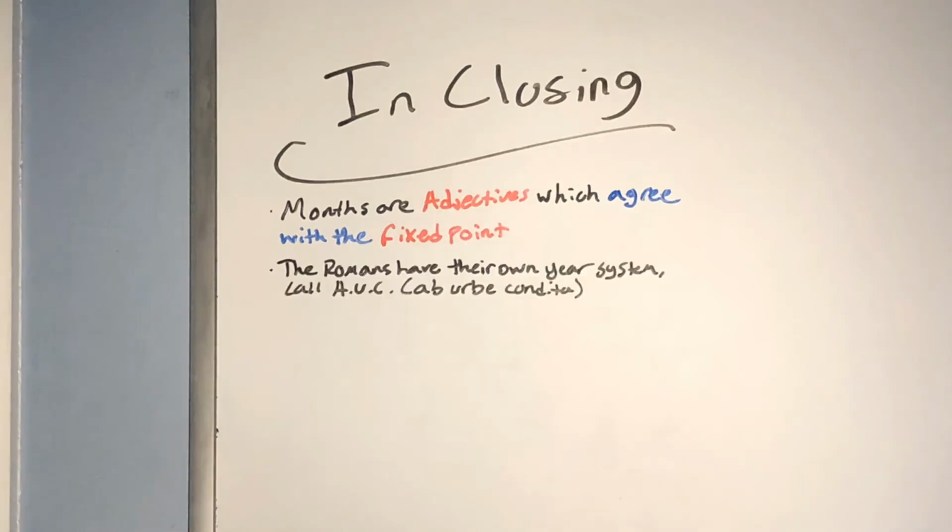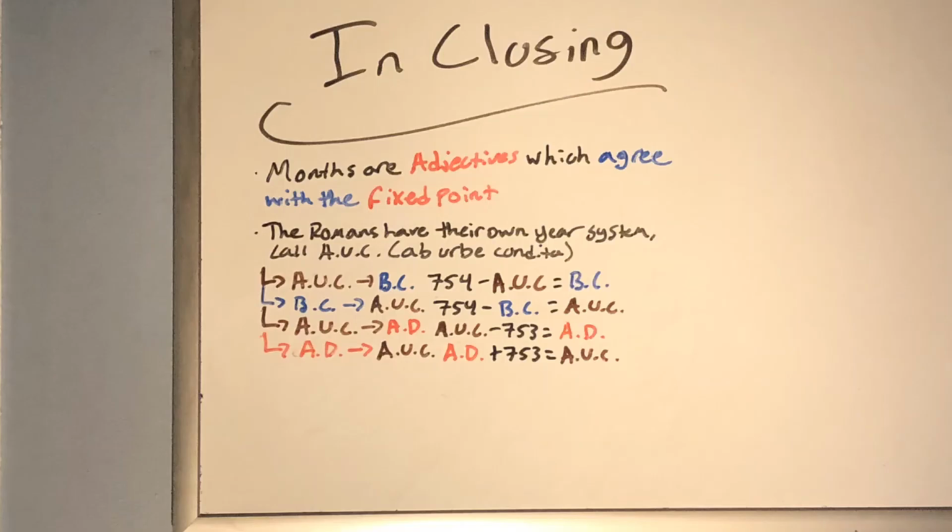And the final point is the Romans have their own year system. This is A.U.C. or Ab Urbe Condita, from the founding of the city. If you want to go from A.U.C. to B.C., you go 754 minus A.U.C. equals B.C. B.C. to A.U.C., 754 minus B.C. equals A.U.C. A.U.C. to A.D., A.U.C. minus 753 equals A.D. A.D. to A.U.C., A.D. plus 753 equals A.U.C.